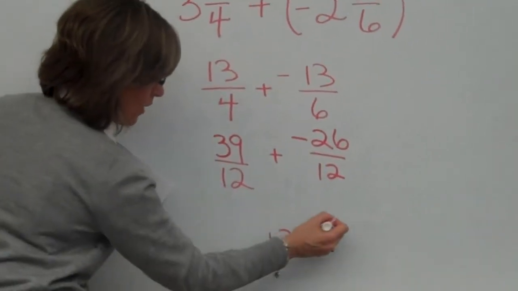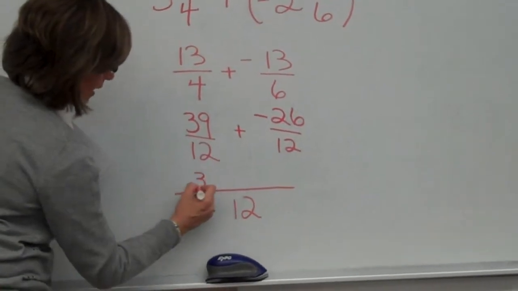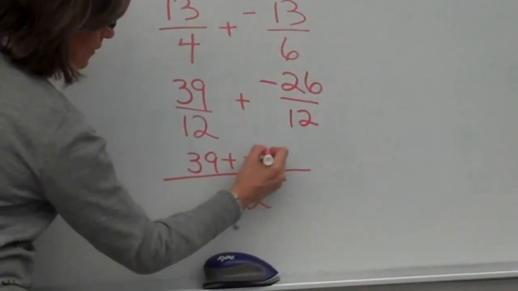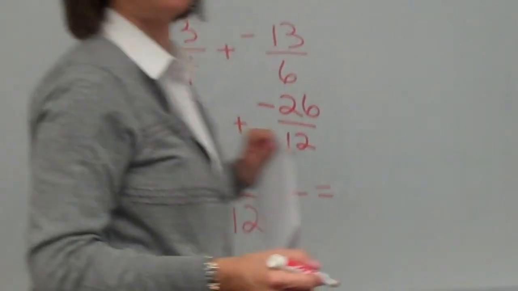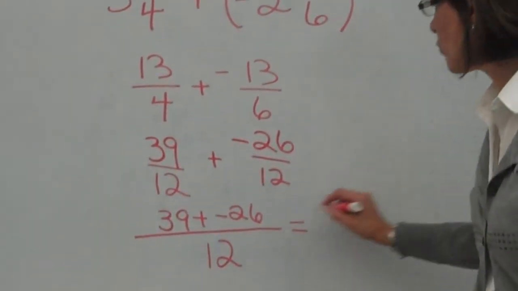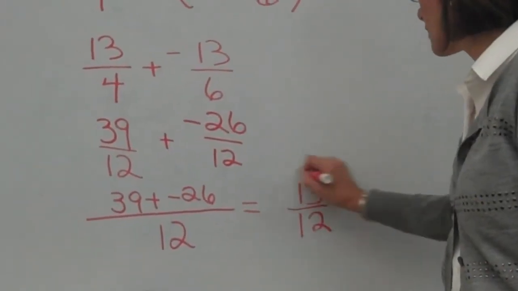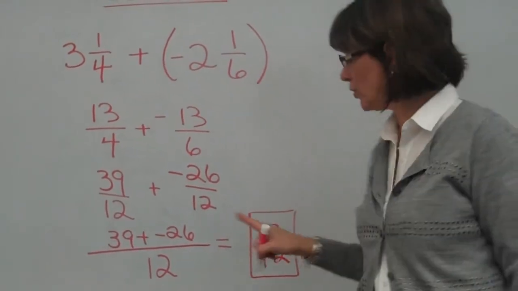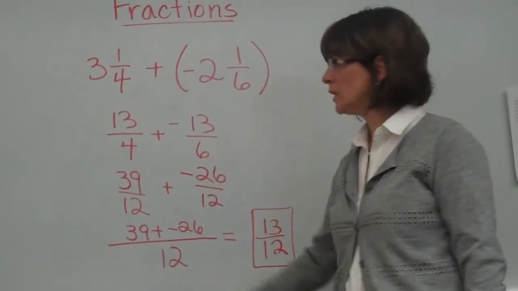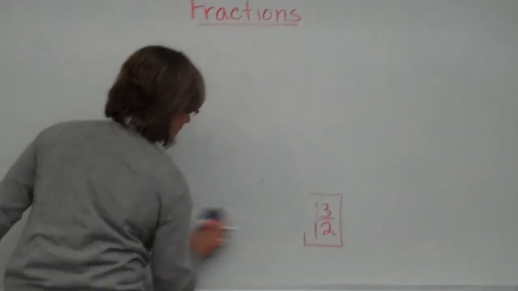I have 12 on the bottom, big long bar, and I do 39 plus negative 26. A positive and a negative added together means I have to subtract, so I get 13/12. Do you need to change it to a mixed number? No, you can leave it just like that. All right, let's do a multiplication and a division.